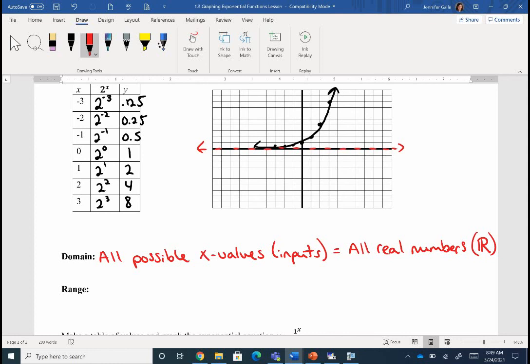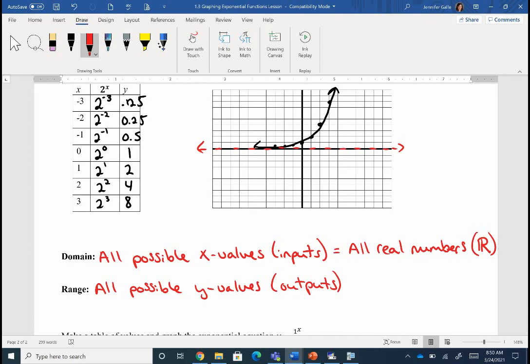So if the domain is all possible x values, what do you think the range is? All possible what? Y values, yeah, all possible y values. AKA, again, it might not always be y that you have. It's whatever that output variable is. So maybe you have a p equals, maybe you have a t equals. It might not always be a y. It's our output.